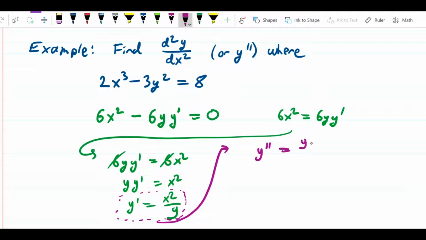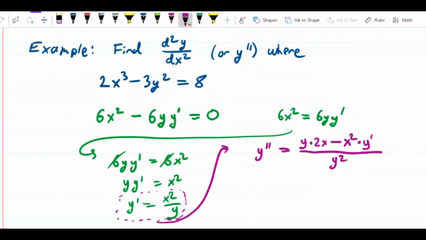So we have y times the derivative of x squared, which is 2x, minus the top, x squared, times the derivative of y, which is all we know about the derivative of y is that it's called y prime. And then on the bottom we have y squared. Okay, so that's the derivative of y prime, which is y prime prime.